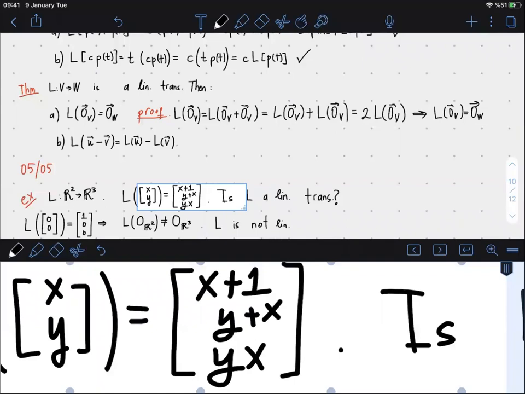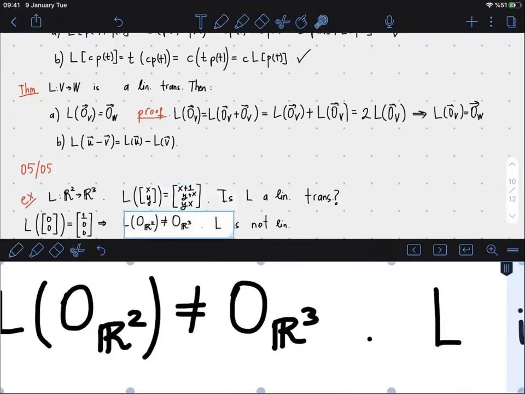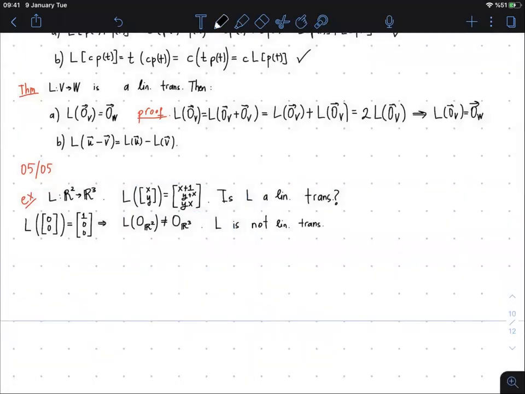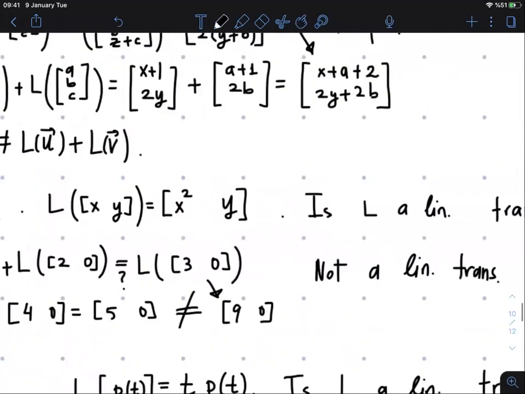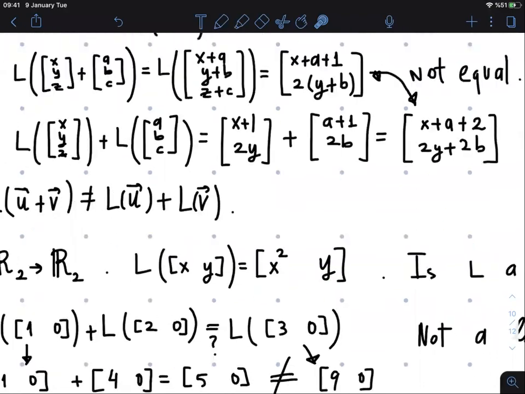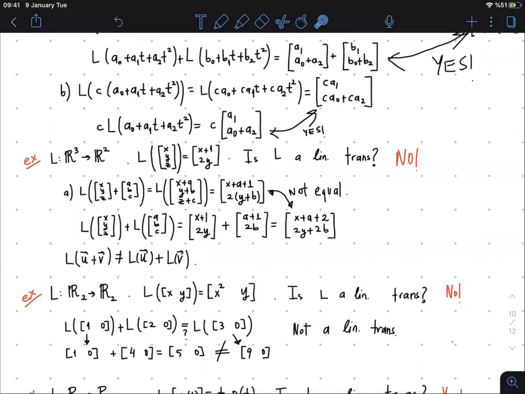So what was I saying? If this is not equal, then it's not a linear transformation. But if it is equal, then we cannot conclude that it's a linear transformation. One example was this one. If I put 0 here, I get 0. So this carries the 0 vector to the 0 vector, but it's still not a linear transformation. That's an important point.